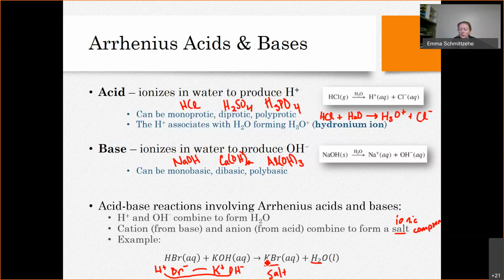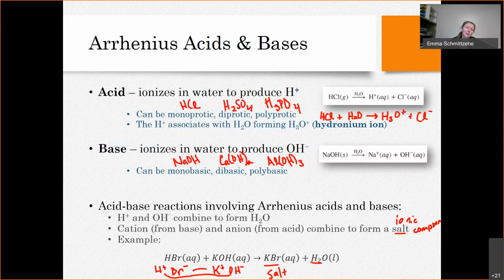And that salt is going to be dependent on what cation and anion came in with your acid and base. So that will vary, just like your acid and base can vary. But the water part always gets produced if you have a reaction between an Arrhenius acid and an Arrhenius base. So that's the most common type of acid and base that we work with in this class.